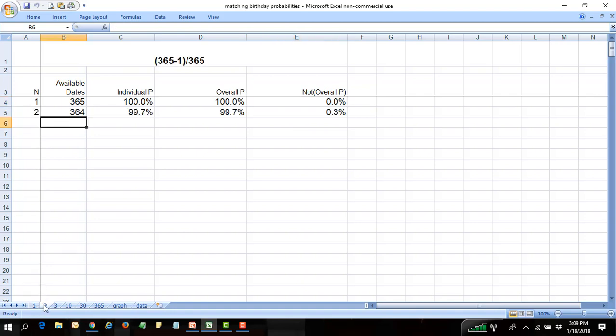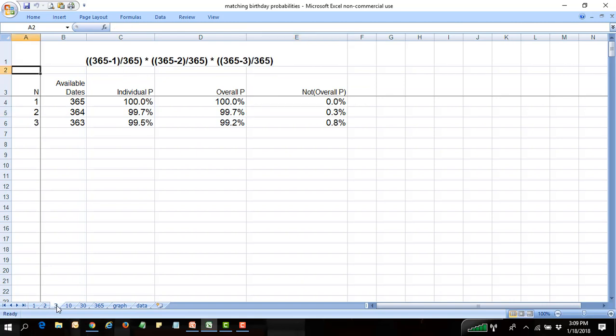Let's look at a second person. The second person coming in only has 364 days left to choose from, because the first person took one of those days. So the probability of not matching is going to change. It's going to be 364 divided by 365. And that's the probability of not matching the birthday. So there's a 99.7% chance that the second person picking a day is not going to share the birthday of the first person. So we've already increased to a 0.3% chance that they will share a birthday, which is a pretty low probability, so we don't worry about it too much.